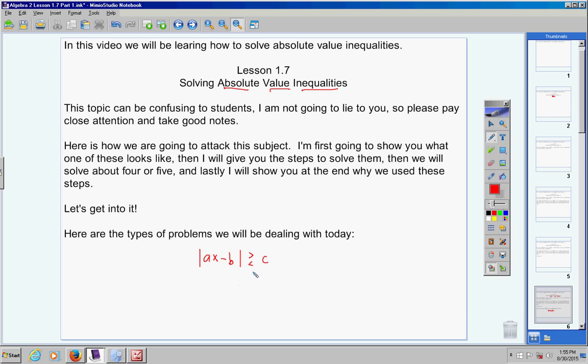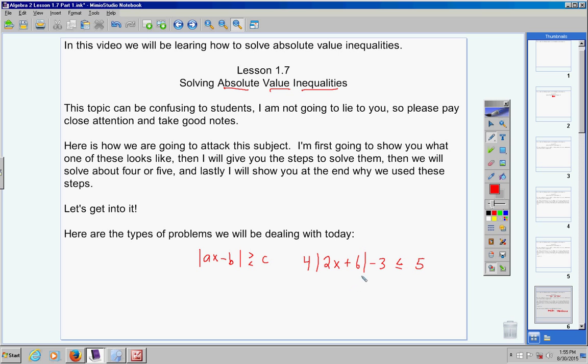Then I'm going to show you what one really looks like with numbers, okay? So this would be an absolute value inequality model, and it would look something like this. We might have 2x plus 6. You might have a number out here like this, minus 3. You might have a number right here, that's fine. And then an inequality symbol here, and then a number over here.